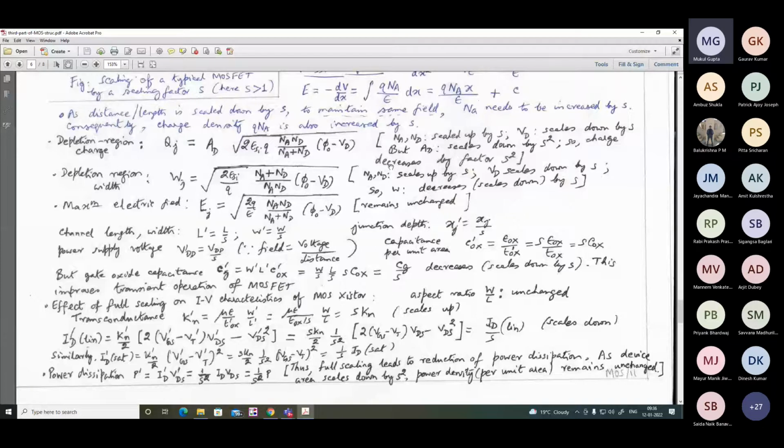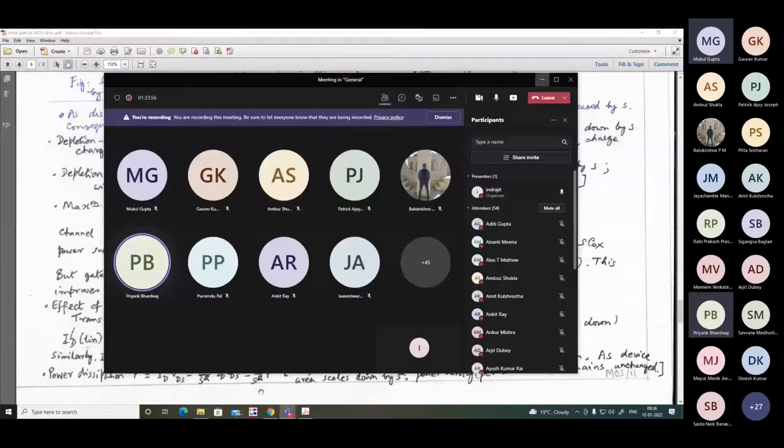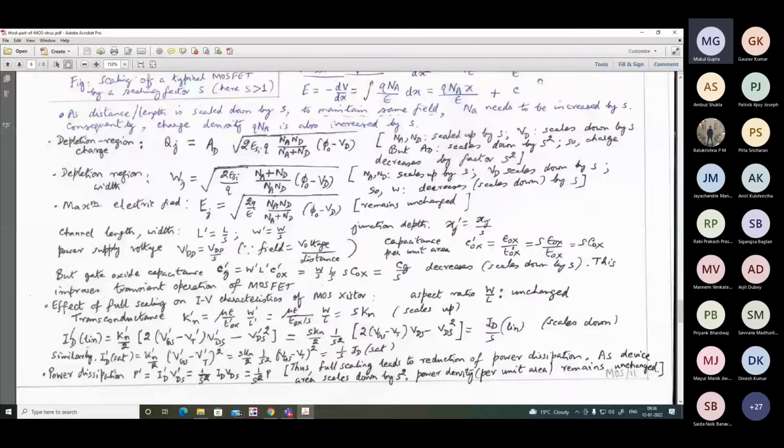Priyank, once again, tell me. Sir, the built-in potential, phi naught, half multiplied by maximum field multiplied by the depletion width. Okay, yes. The simple geometric calculation, the area under the triangle. In that case, you see, electric field remains same, whereas that width will downscale by S. So in that case, you can explain that phi naught is also coming down by a factor of S. Very good. Thank you, Priyank.